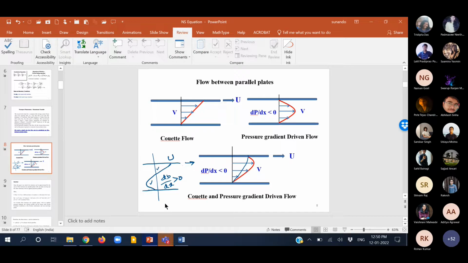So you could tune the dP dx in such a way that there may not be any net flow in any direction. You have done that kind of problem before. This is something quite common, well discussed in a fluid mechanics class. Do you have any questions?